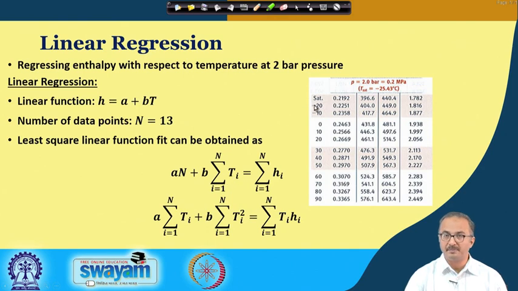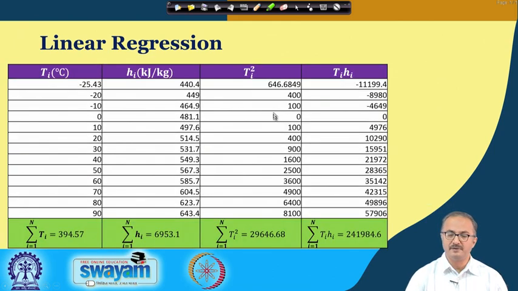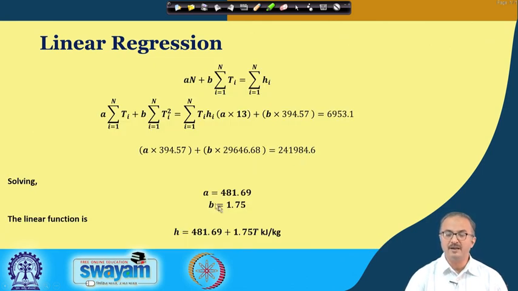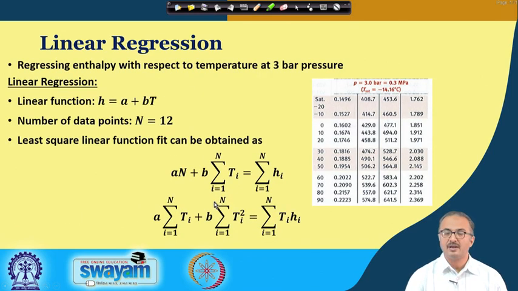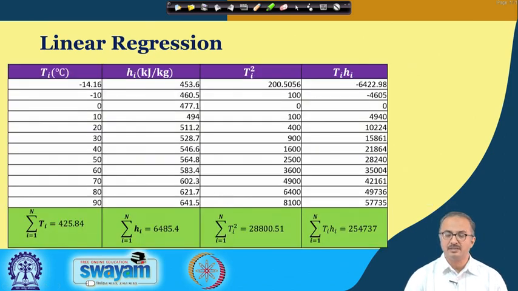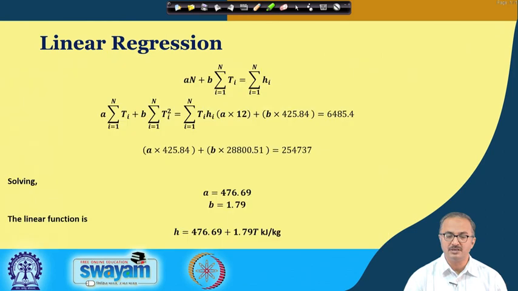Next we go for 2 bar pressure. Again we find how many data points there are, and again we use this regression. This table gives you temperature, enthalpy, etc., and we find these are the values of A and B. Then we go for 3 bar, again we repeat the same calculations, and we find these are the values of A and B.